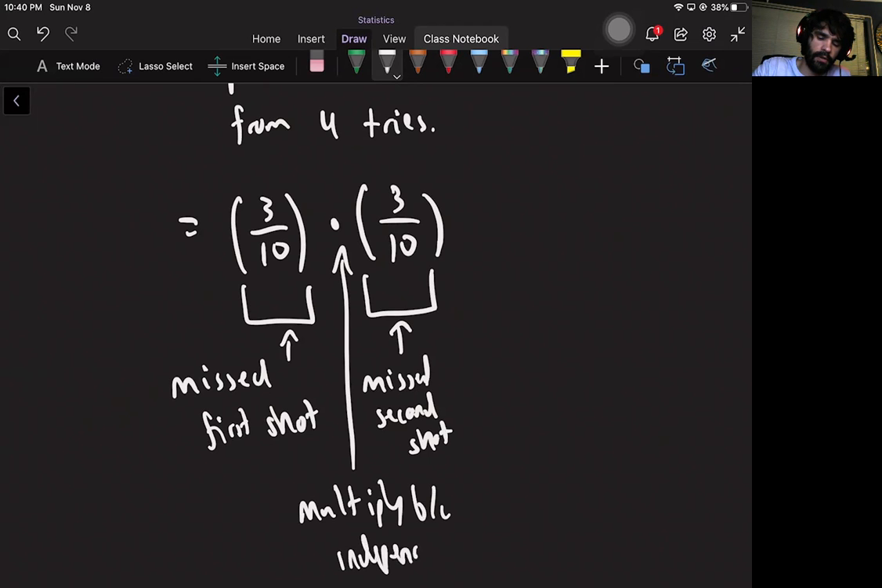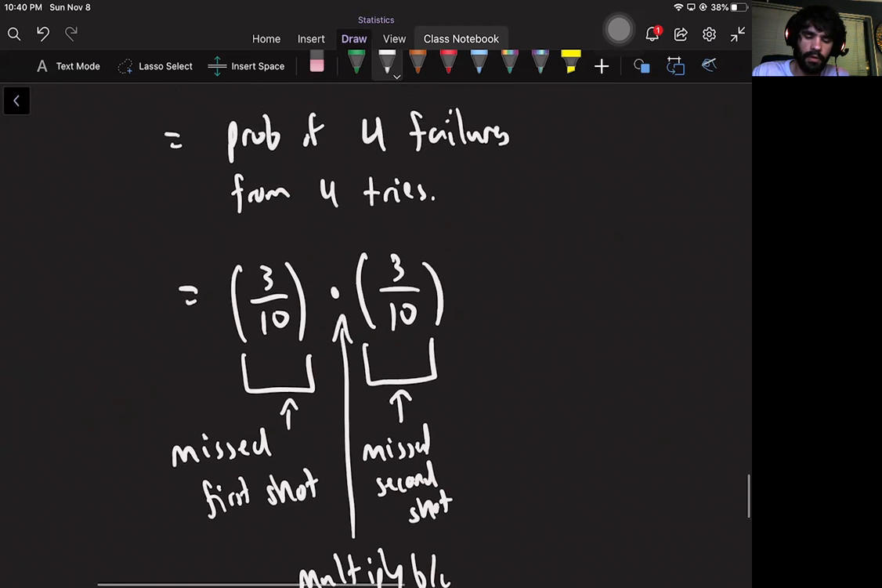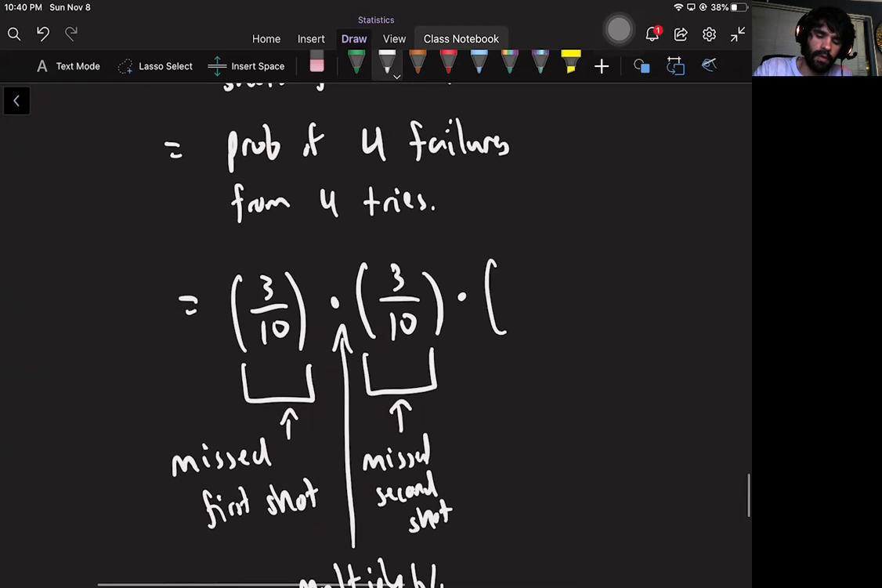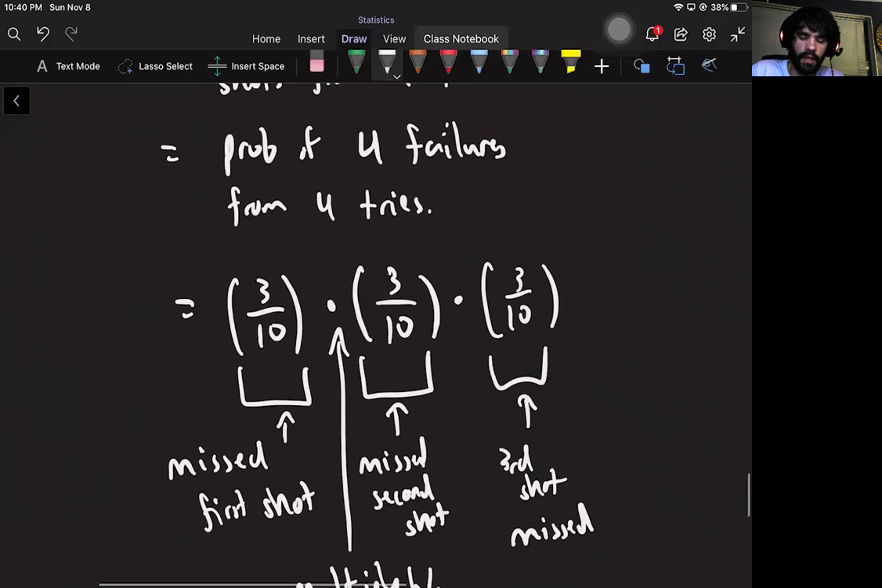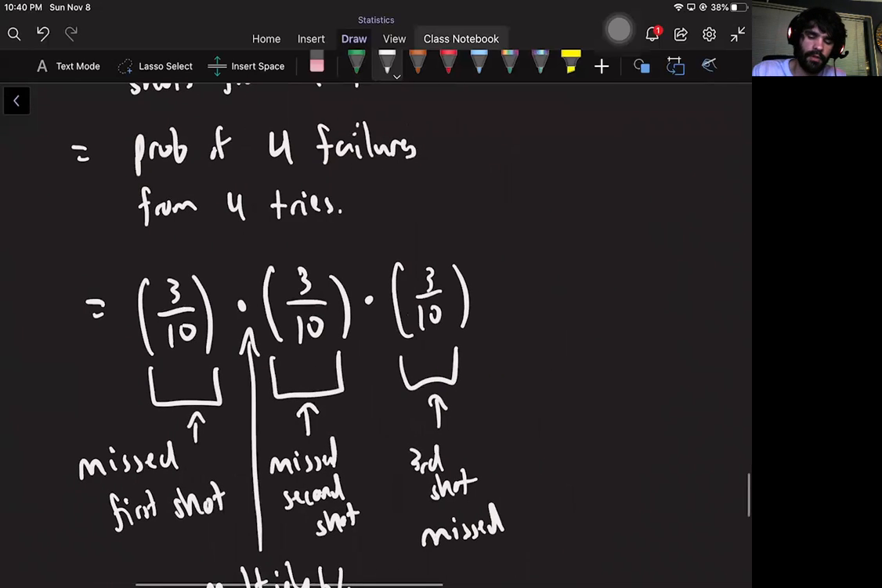But then this pattern is just going to continue. So now the third shot that I take, I also have a 3 out of 10 chance of failing. So it's the third shot missing. And again, I can multiply because it's independent. And the probability of doing one thing and then another thing and then another thing is just figured out by multiplying them together. And the fourth shot is just another one.